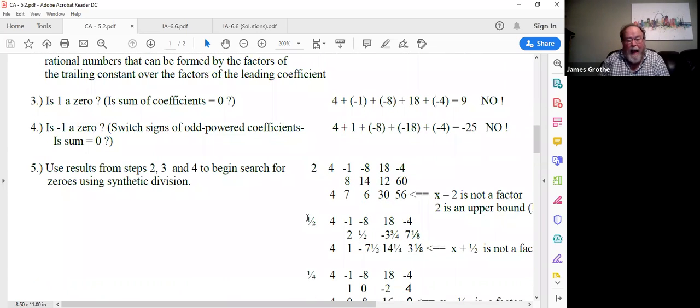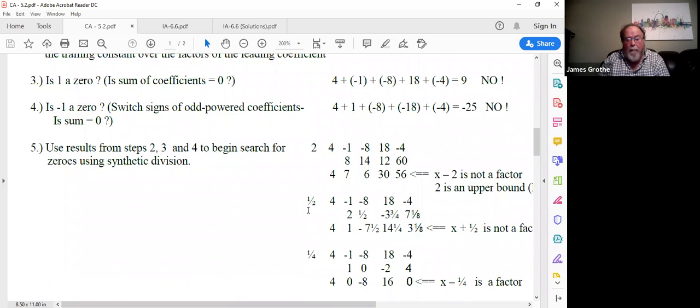So I plug a half in. When I plug a half in, I'll take the 4 down. 4 times a half is 2. Negative 1 and 2 makes 1. 1 times a half is a half. Negative 8 and a half would be negative 7 and a half.